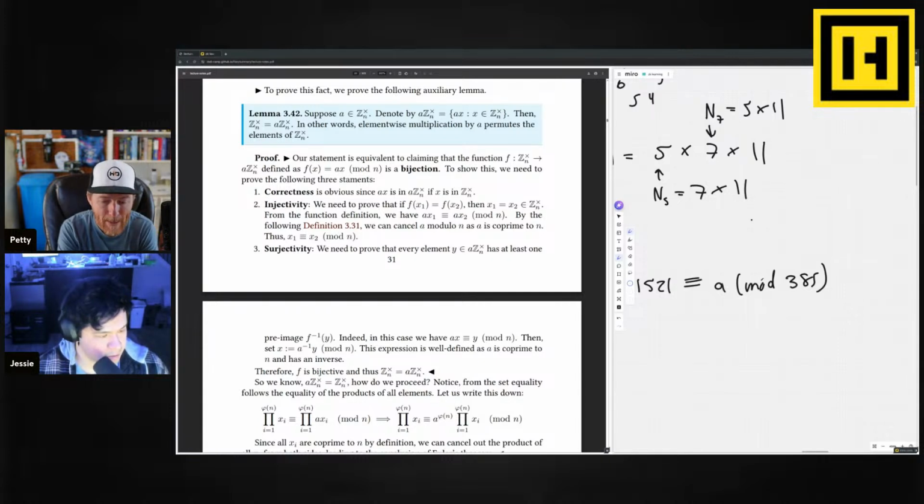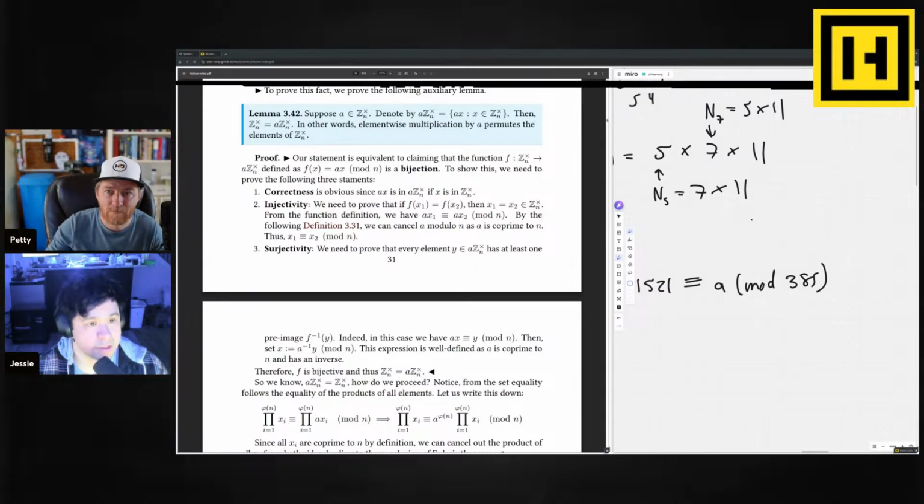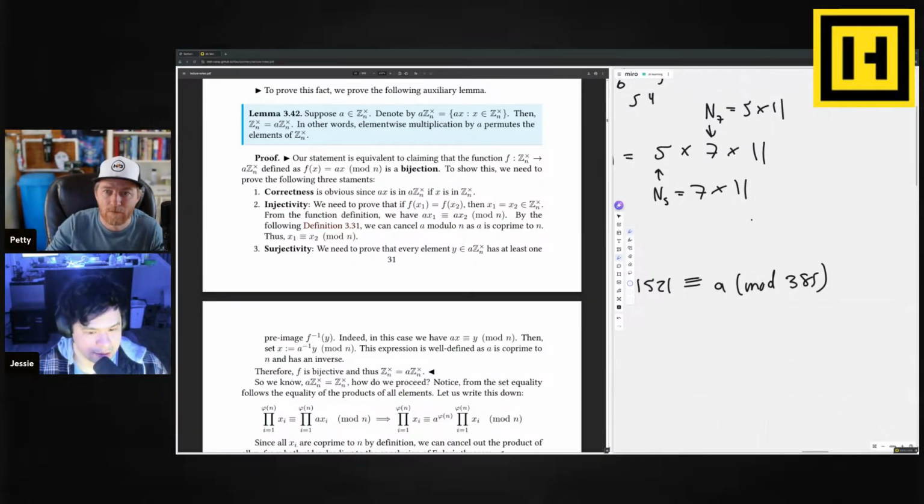Right, I see. So when you're multiplying all these subgroups, you're rotating the numbers within the field. Yeah, I get where you're going.